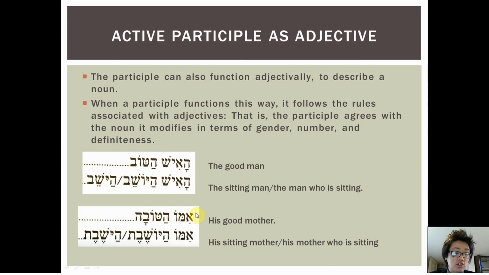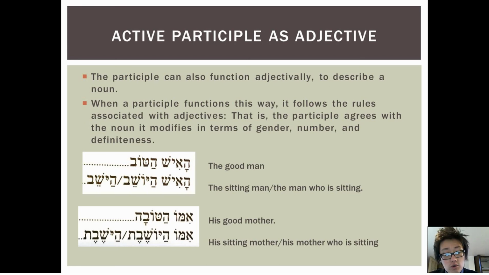This is just showing us how the attributive adjective functions, and, as an analogy, the active participle as adjective. So imo hatova. These two, the adjective and the noun, agree with one another in terms of definiteness, right? Imo is definite because it has the possessive pronoun on it, o, his good mother. So hatova is definite again because imo is also definite. Attributive adjective, his good mother.